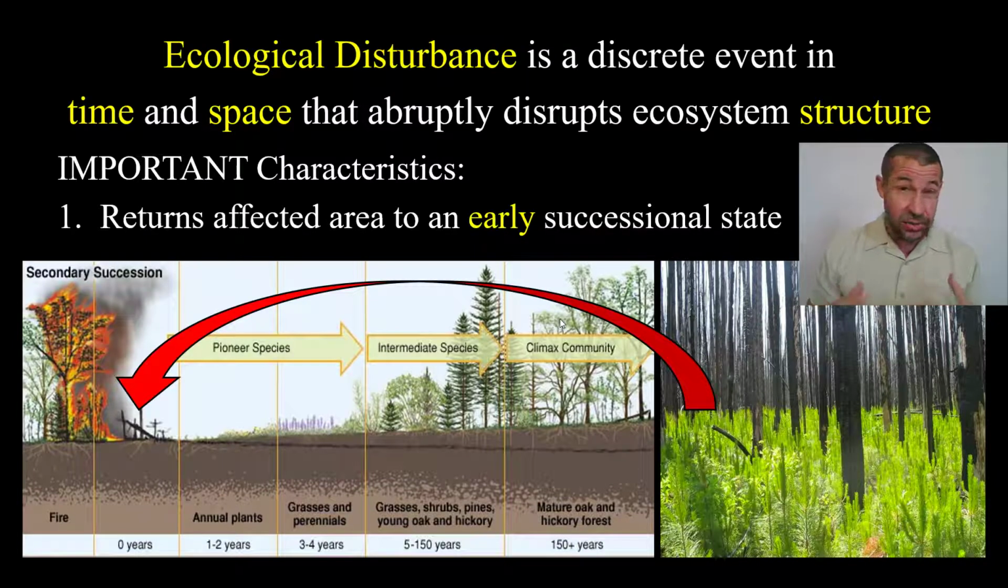It may take hundreds of years for a forest, but following an ecological disturbance like a fire or a flood, ecological succession ensues. First, with the pioneer species, then the intermediate species, and finally, a return to the climax community.